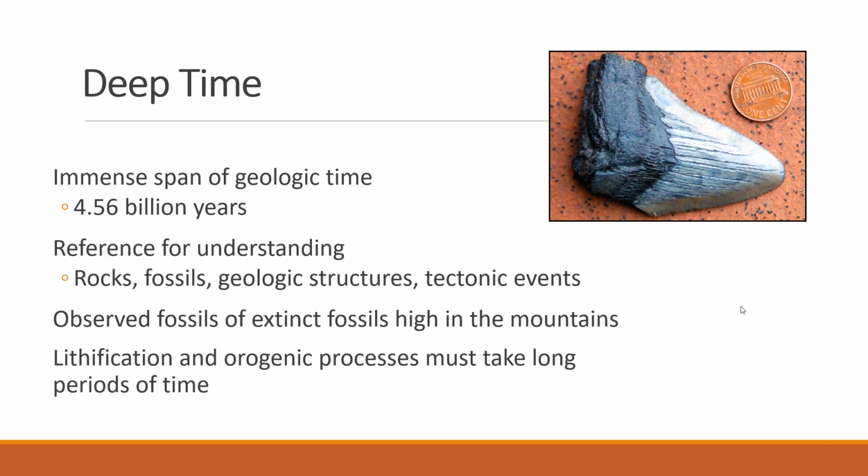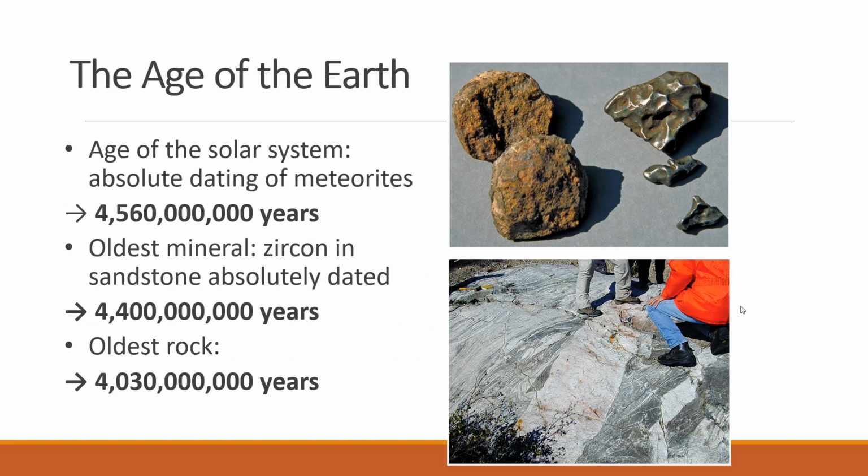Well, that tells us that those rocks weren't always at the top of a mountain. At one point, those rocks were at the bottom of the ocean. And it takes time for that to happen. Lithification and orogenic processes have to take long periods of time. The age of the solar system, we get that through absolute dating of meteorites. So 4.56 billion years.